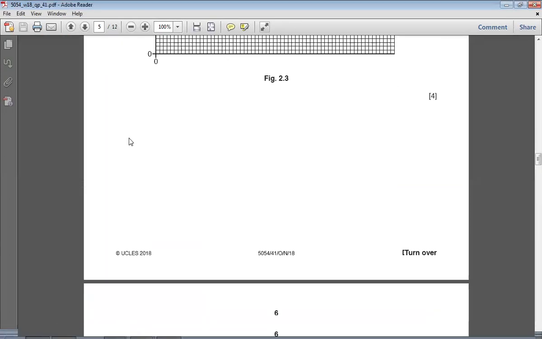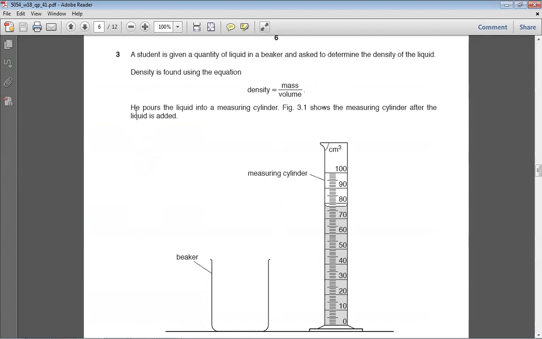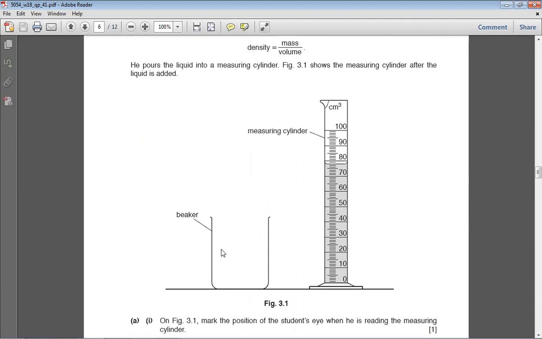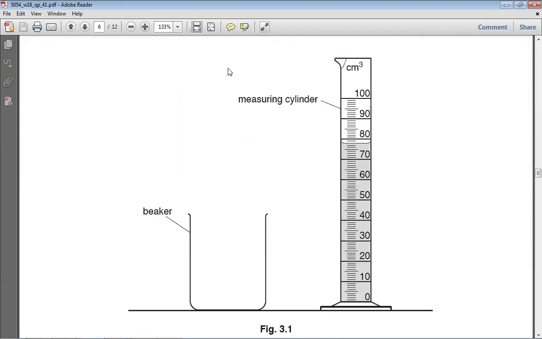Okay, so we are going to the next question. A student is given a quantity of liquid in a beaker and asked to determine the density of the liquid. Density is found using the equation density equals mass divided by volume. He pours the liquid into a measuring cylinder. Figure 3.1 shows the measuring cylinder after the liquid is added. So here's that beaker in which the liquid was, and then you have poured the liquid into the measuring cylinder, and you can see that we can read how much is the volume of this liquid.